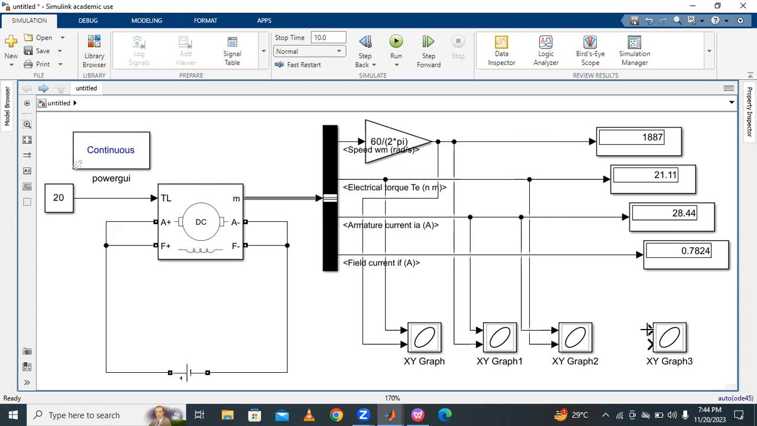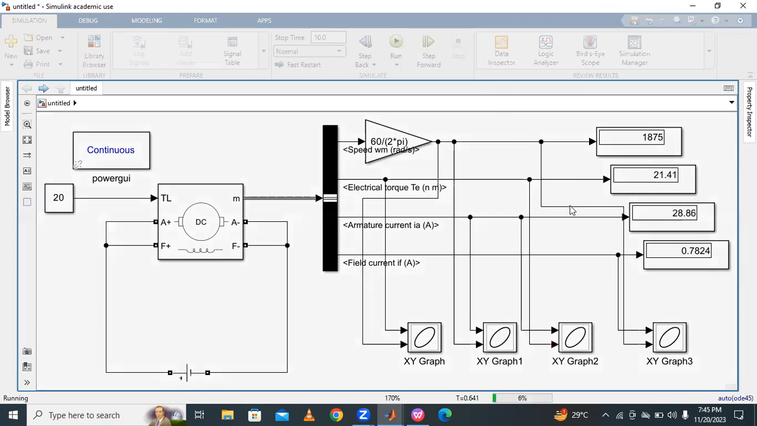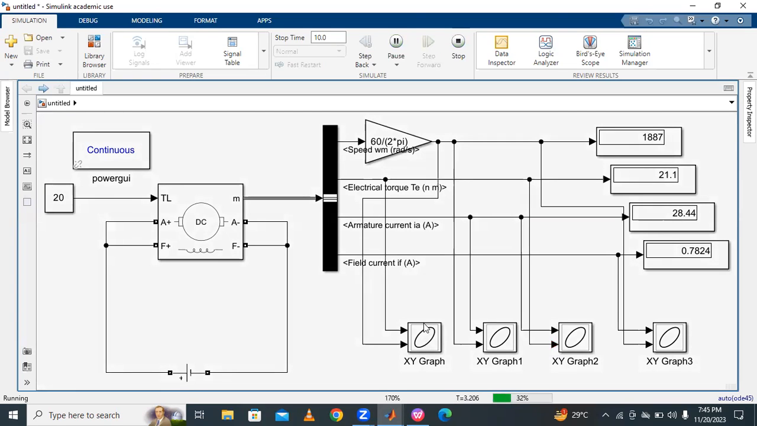And then next, speed versus field current. Field current is on the x-axis and speed is on the y-axis. Connect like this and then simulate again. Press simulate and then open the first graph, the XY graph.